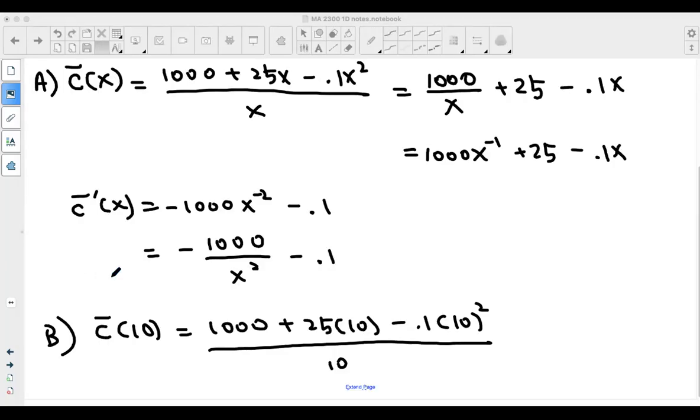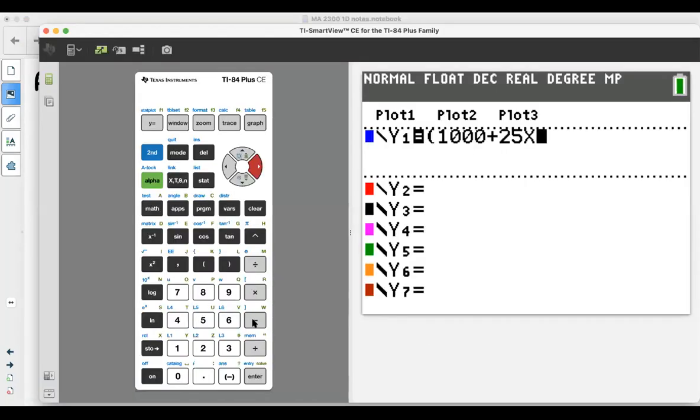And then 25x minus 0.1x squared, and then close parentheses and divide that by x. I didn't have to put down the parentheses because I only have one term for the denominator. So that's one way which you can do.